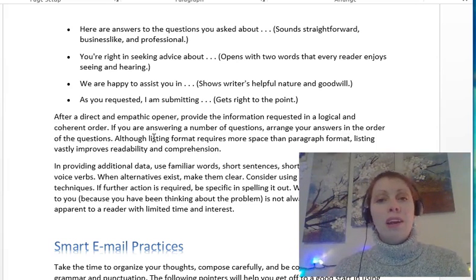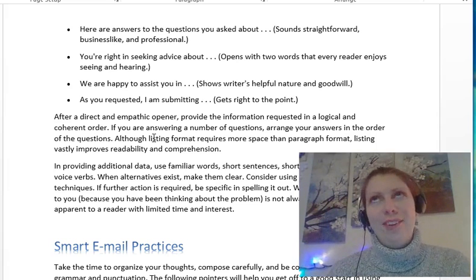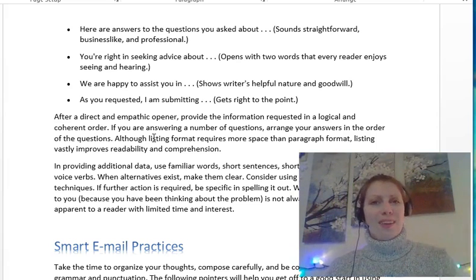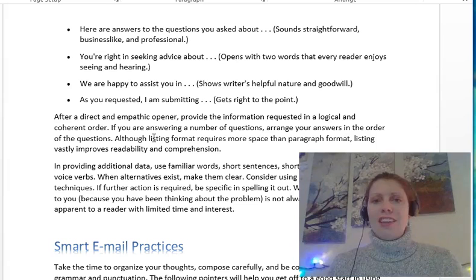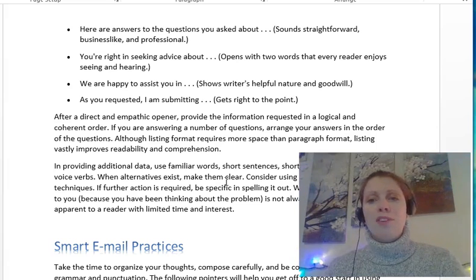There's also, "You're right in seeking advice about." This opens with 2 words that every reader enjoys hearing. You are right. Well, it's 3 technically, I guess, but you're right. Now it's 2. So people like to be told they're correct. This opening is actually nice if you don't want the person to feel that they shouldn't have asked you, and you don't want them to feel smaller about themselves. So this is a good choice when you're trying to build somebody up and just say, yeah, it's okay, thank you. It's like reassurance. There's also, "We're happy to assist you in."